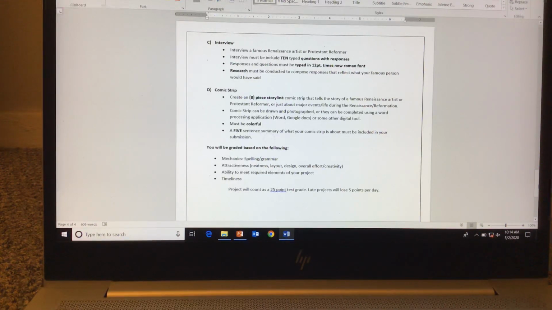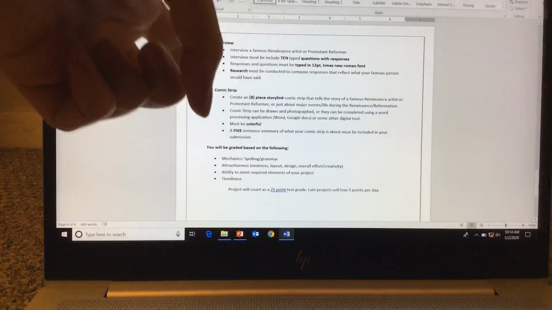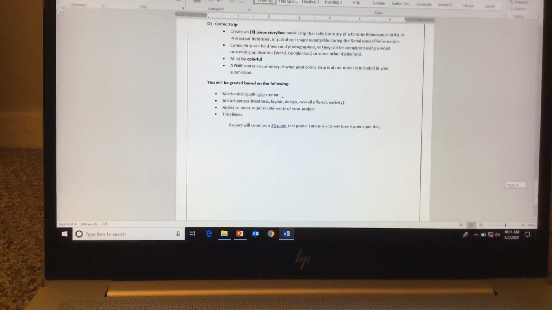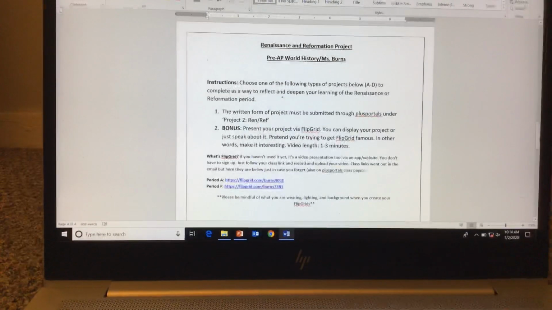Okay, so how I'm going to grade you guys is basically, as long as you meet my requirements, it's organized, neat, with little to no errors. I think you guys have seen, based on past projects, that you've been getting pretty good grades, as long as you meet all my required elements, right? So this counts as a 25-point test grade, and late projects will be penalized. So just keep that in mind, okay?